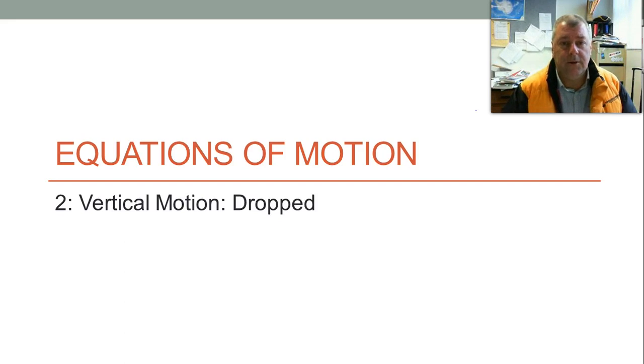Now in the last video we were just introduced to the equations of motion, did a couple of worked examples, hopefully you did a whole lot of questions, got your head around how to recognize which equation to use, how to recognize what you're given, things like that. And so we're going to push it a little bit further now and look at what's called vertical motion, and we're going to pretty much look at the dropped scenario.